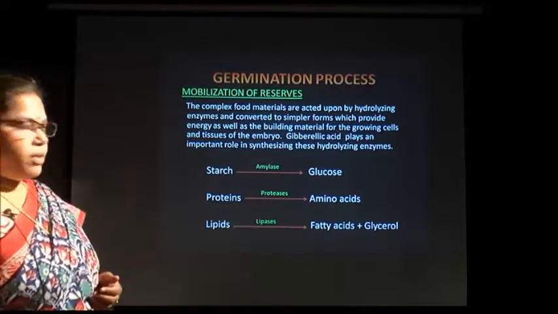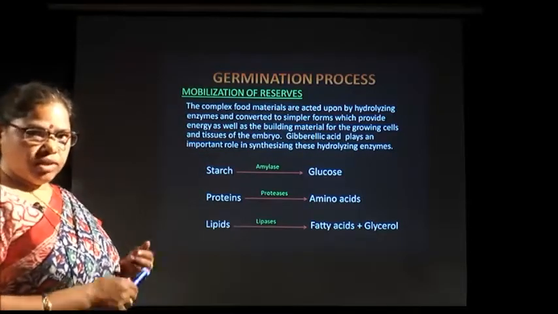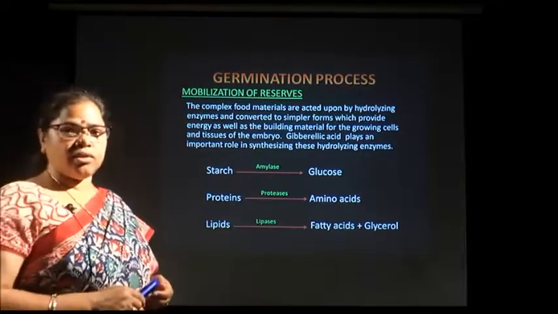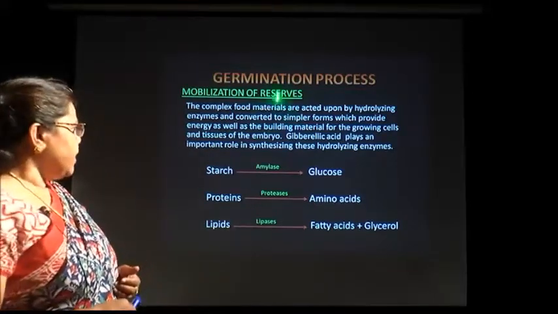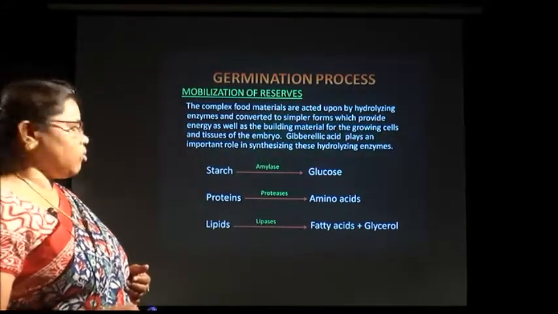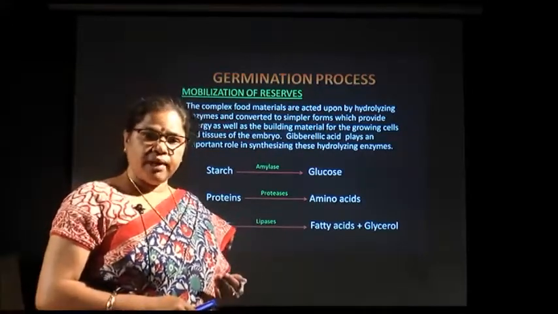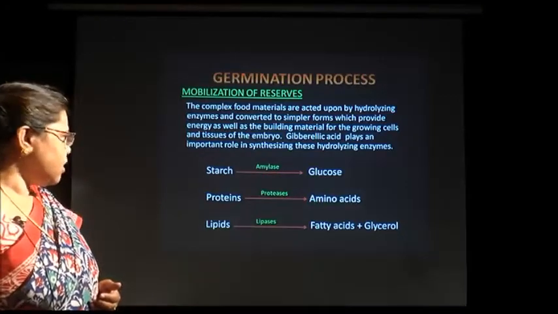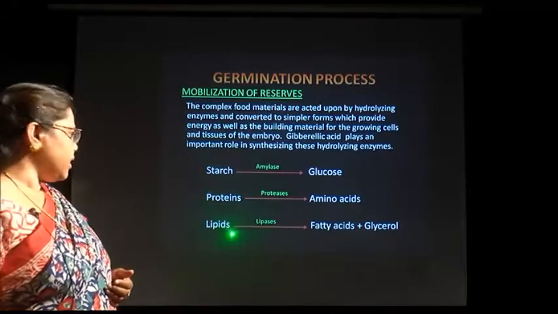So, what is mobilization of the reserves? The complex food materials are acted upon by the hydrolyzing enzymes which are formed and converted into simpler forms, which provide the energy as well as the building material for the growing cells of the embryo. And here the gibberellic acid, or gibberellin hormone, a plant hormone, plays an important role in synthesizing these hydrolyzing enzymes. These hydrolyzing enzymes, for example, are amylase, protease, lipase, etc., and they convert the complex food material like starch, proteins and lipids into simple ones.